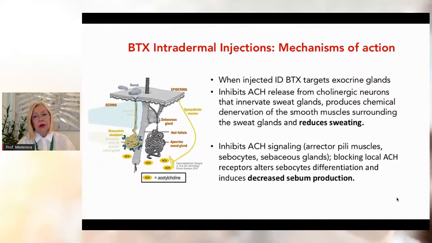Botulinum toxin has the capability to inhibit acetylcholine release from cholinergic neurons that innervate sweat glands, produce chemical denervation of the smooth muscle surrounding the sweat glands, and reduce sweating. Also, botulinum toxin injected intradermally can inhibit acetylcholine signaling from the erector pili muscle, sebocytes, or sebaceous glands by blocking local acetylcholine receptors, alter sebocyte differentiation, and induce decreased sebum production.